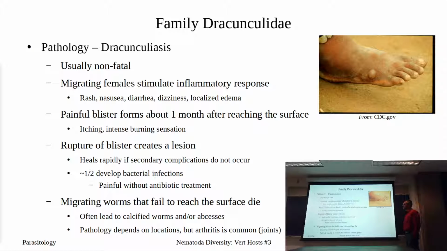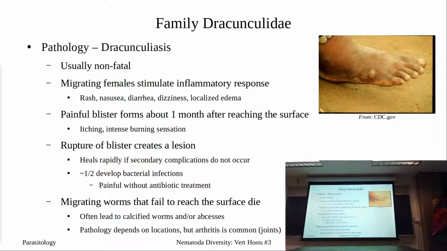And then once you get to the surface, you're going to get this painful blister. And this is a good image of that blister. I mean, if you think of a blister, it's a blister. And that blister is forming because of the irritation and inflammation from that worm. Eventually it starts to itch, and you'll get this intense burning sensation, driving that host to seek out some cool water, which the parasite needs.